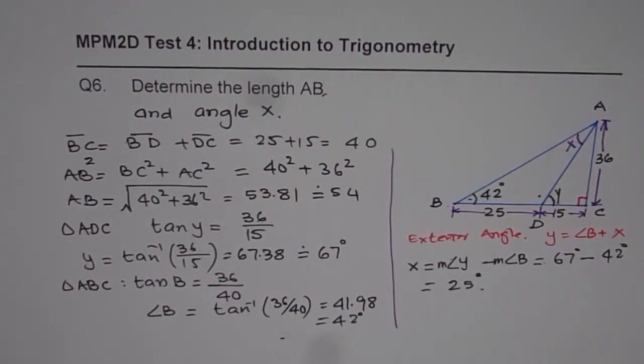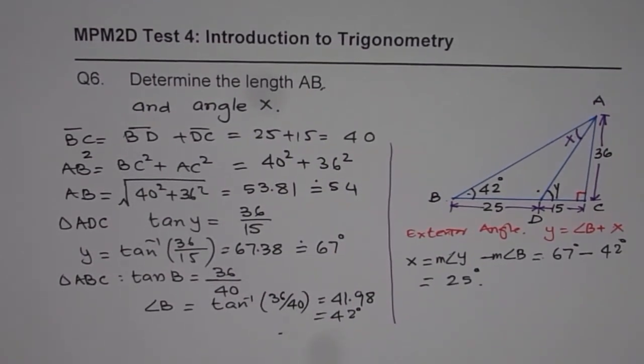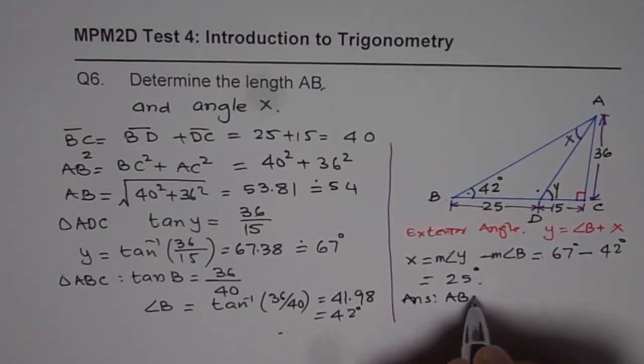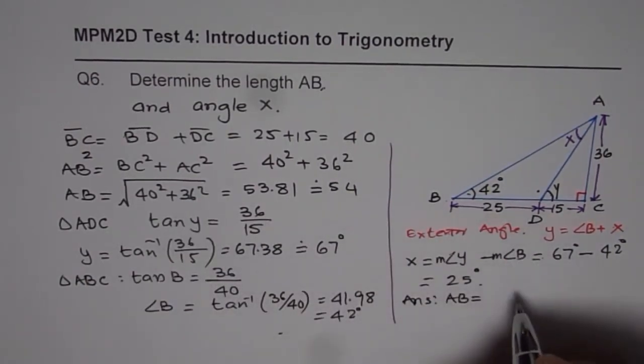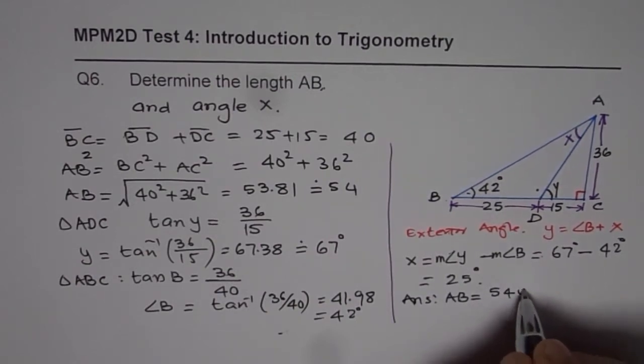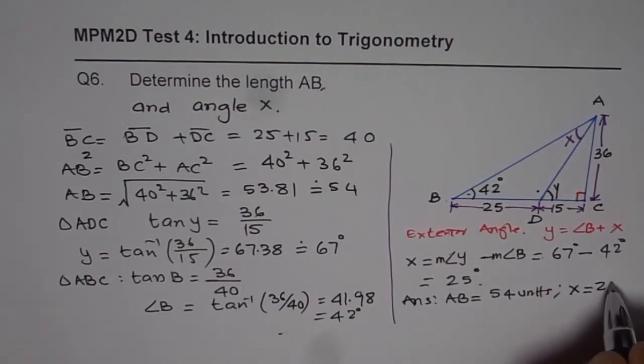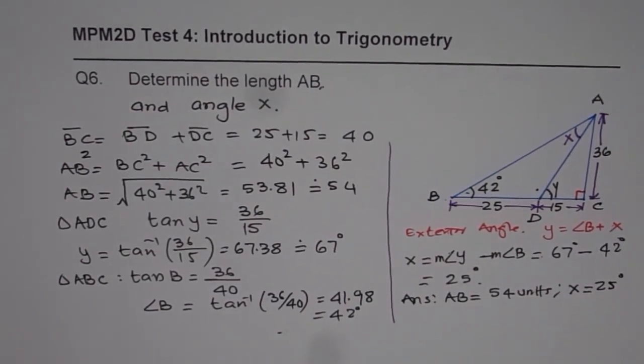So that is how we can find both the side and the angle. So our answer here is AB is equal to 54 units and angle X is equal to 25 degrees. I hope that helps.